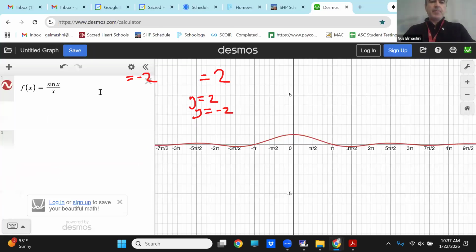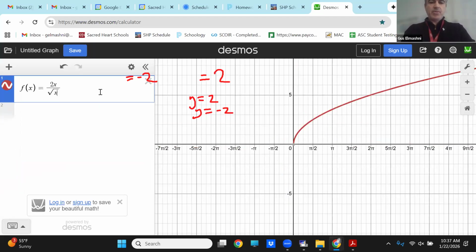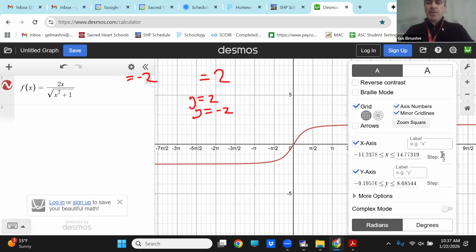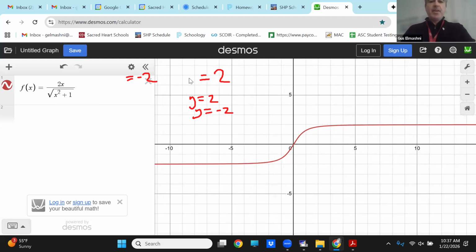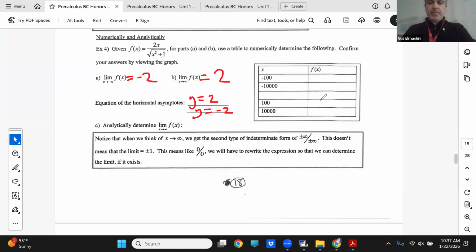Now, of course, we'll graph it. 2x over square root of x squared plus 1. Yeah, I'm terrible at memorizing formulas. There we go. And I don't need trig anymore, so I could just get rid of that. Yeah, you can see it has 2 horizontal asymptotes. And if I were to plug in 100 or -100, you get that. So I get like 1.999. Here I get -1.999. And pretty much the same thing over here as well.